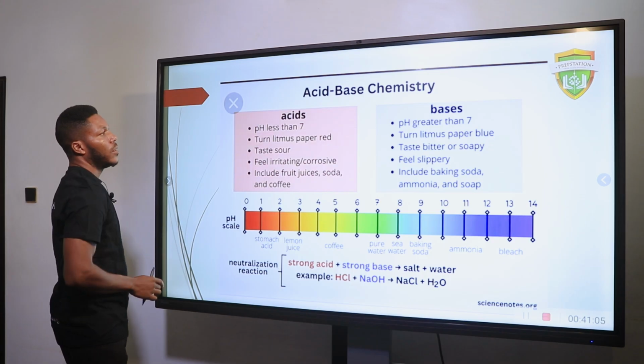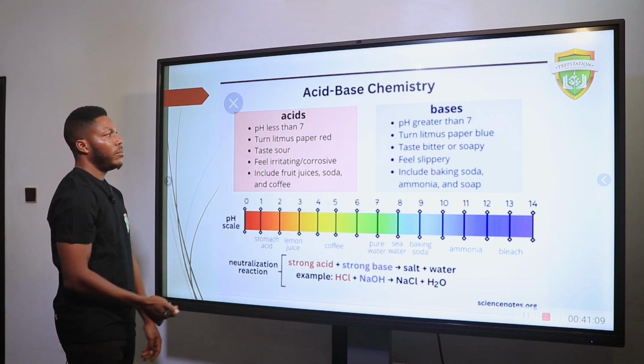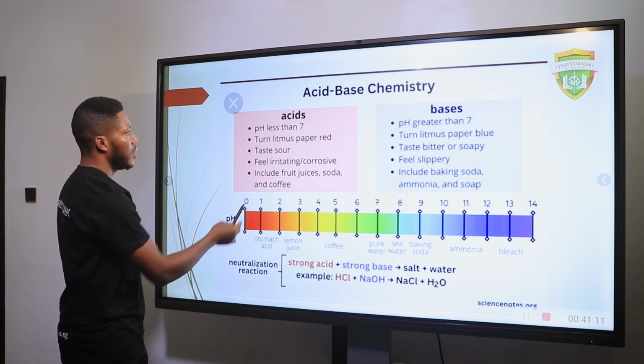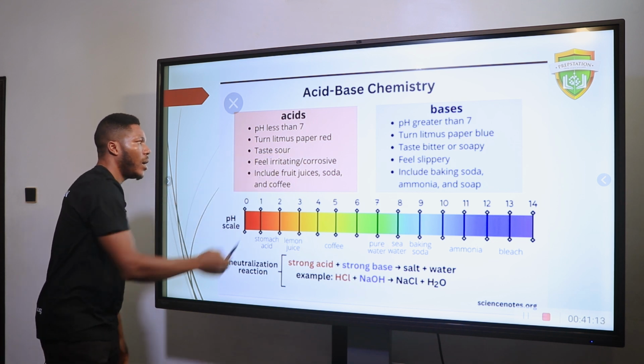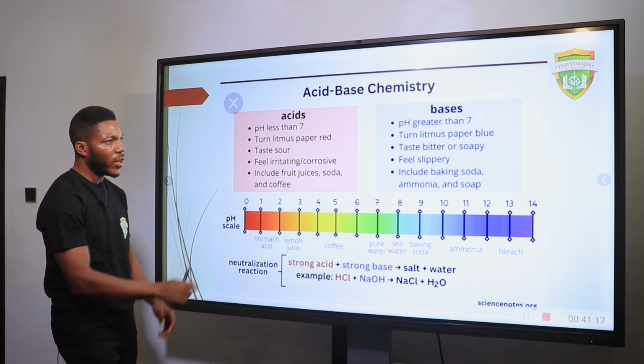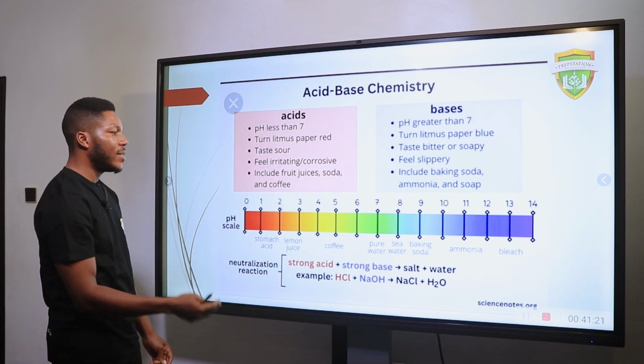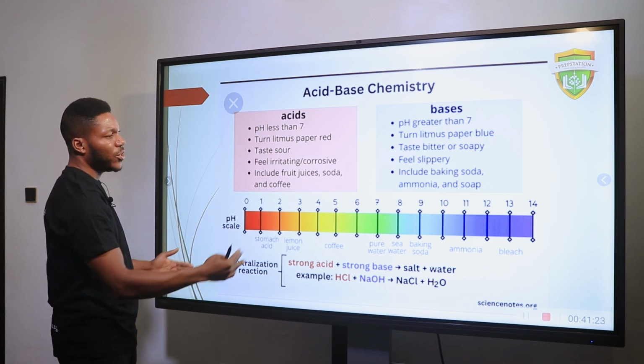Okay, we have done it before. A pH less than 7 turns litmus paper red, which shows that it's an acid. So this further explains the characteristics of a base or an acid based on their pH level.